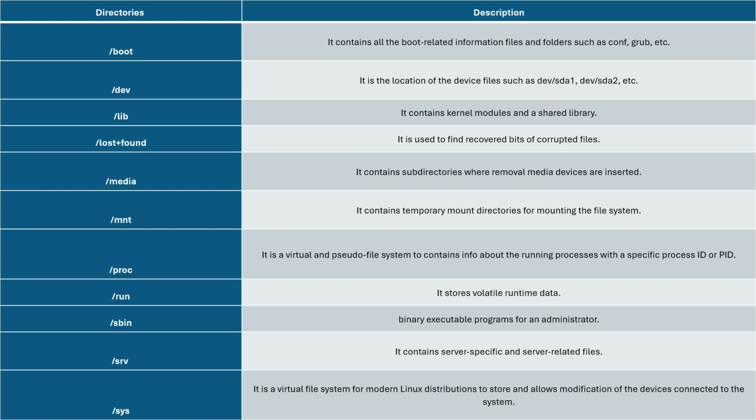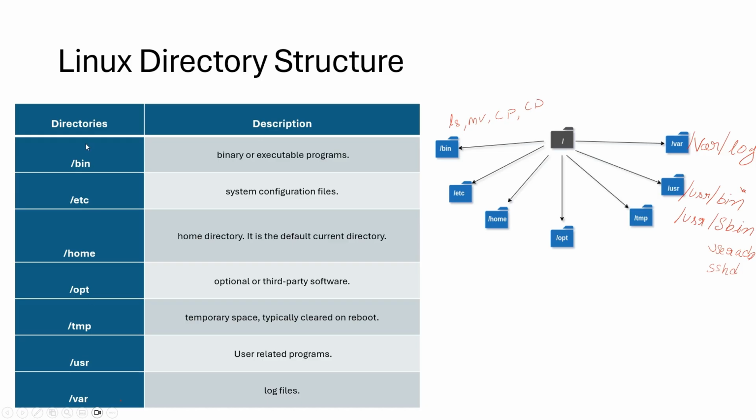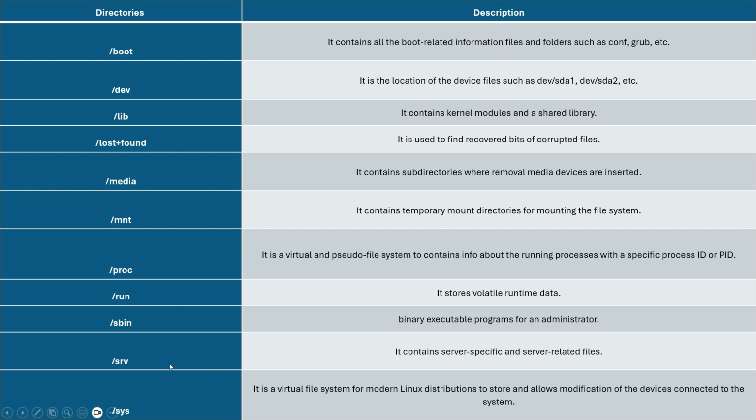Then I talked about /run. It stores the volatile runtime data. So you don't need to memorize all these mount points. You just need to know that these 7 mount points are very important to memorize. The others you don't need to memorize, but you just need to know what they are.